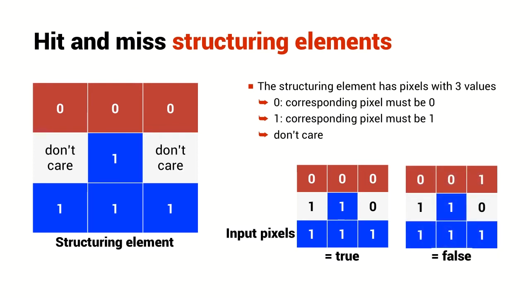Now let's have a look at this example. The red pixels in the structuring element lie over pixels which in this case are not all equal to 0. The blue pixels in the structuring element lie over input pixels which are all 1, so that's good. But in this case, the result is false because of this one valued input pixel over here.